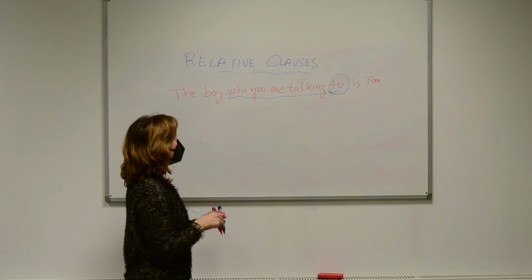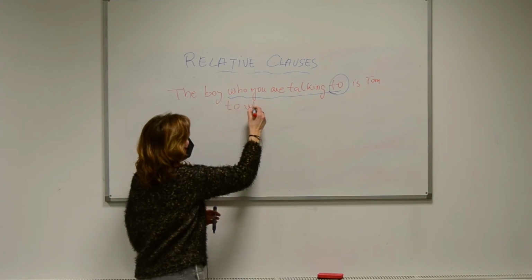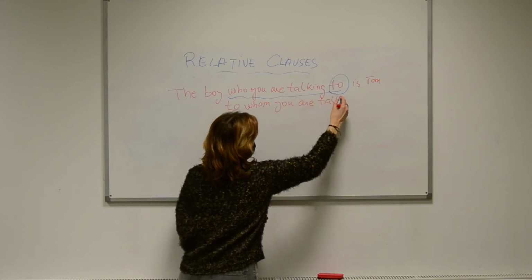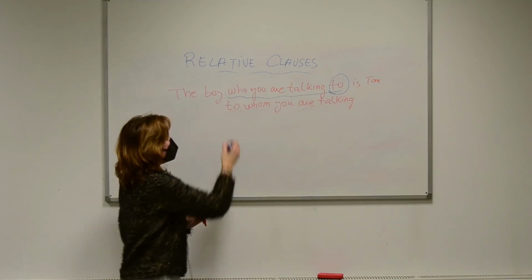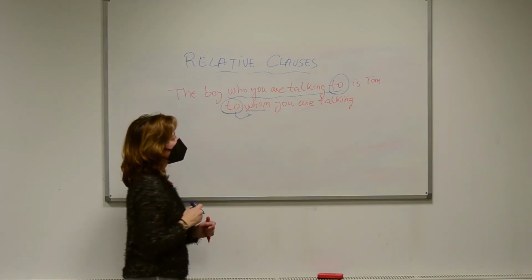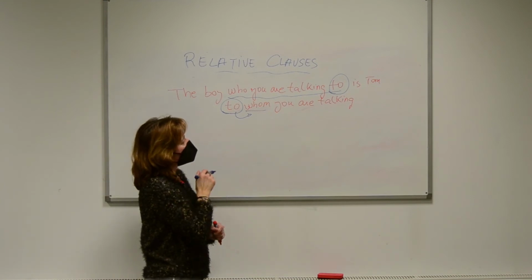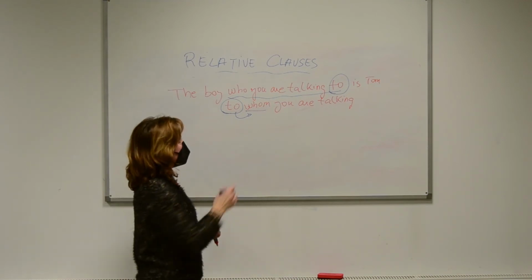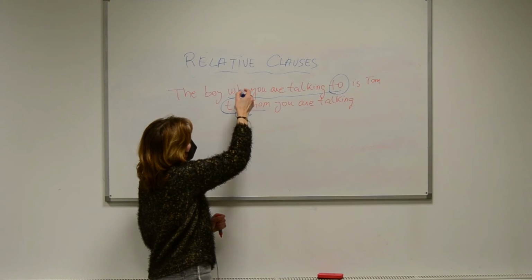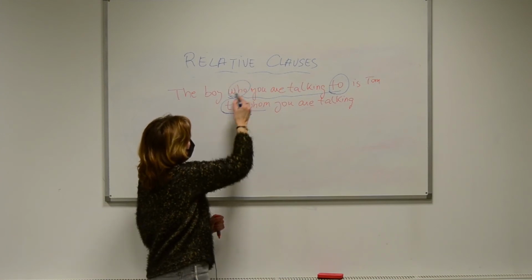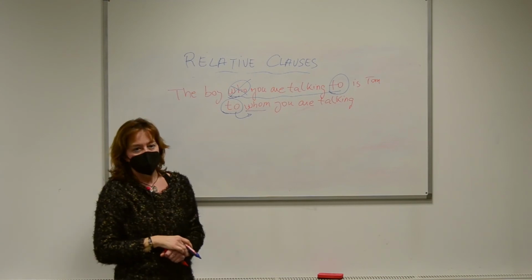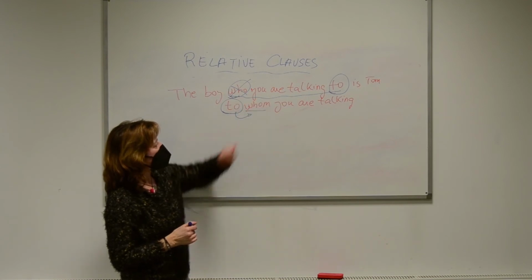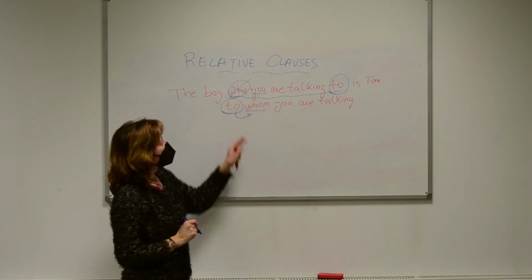There exists another possibility. We can say to whom you are talking. In this case, the preposition is next to the relative pronoun. But the most common is this one, in which the preposition is placed at the end of the relative clause. In this case, the relative pronoun can also be omitted. Here we can say, the boy you are talking to, without the relative pronoun. The relative pronoun can be omitted because it's not the subject of this sentence. The subject is you.